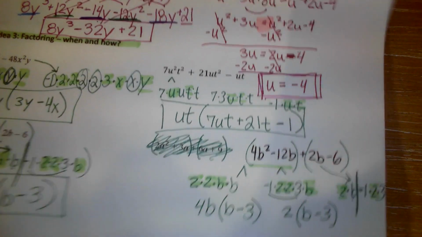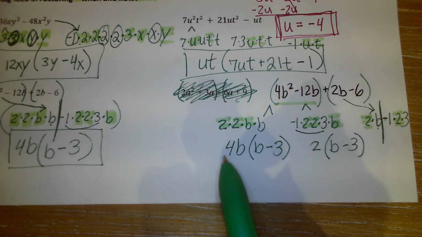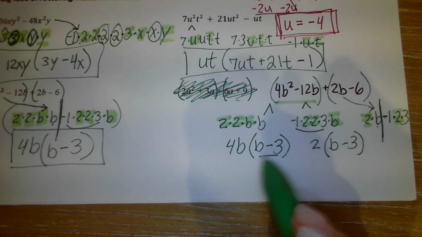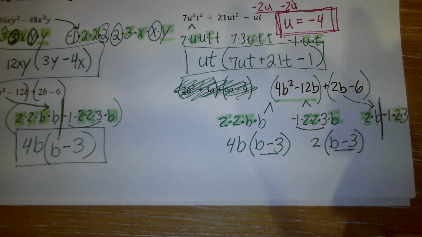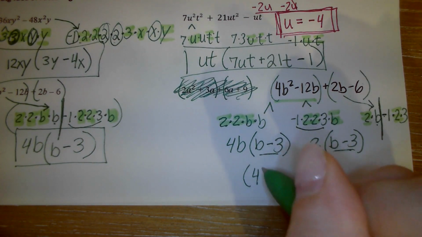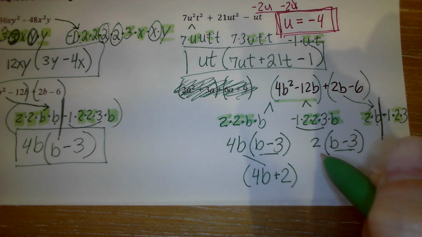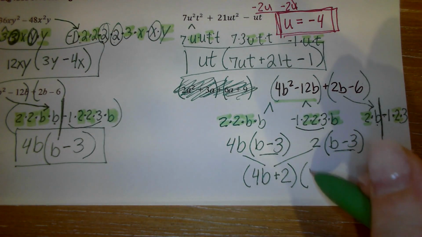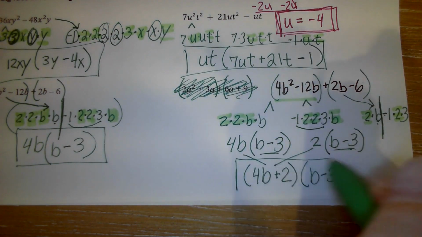Now, when you're using this grouping method, you should end up with a step that looks like this. And at this step, these terms inside the parentheses should be the same. If they are, then you've done the right thing. And our last step is just to put them together, 4b plus 2. So you combine your outside terms, and then your second binomial is just b minus 3, the matching term.